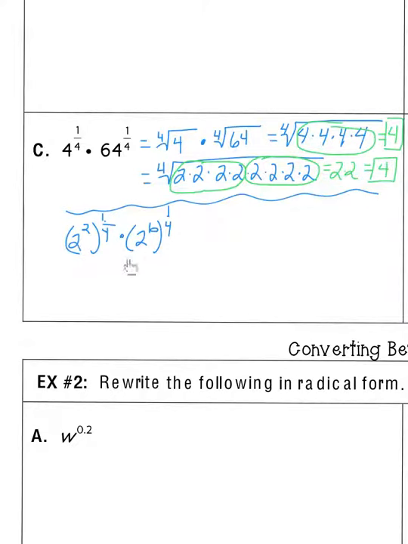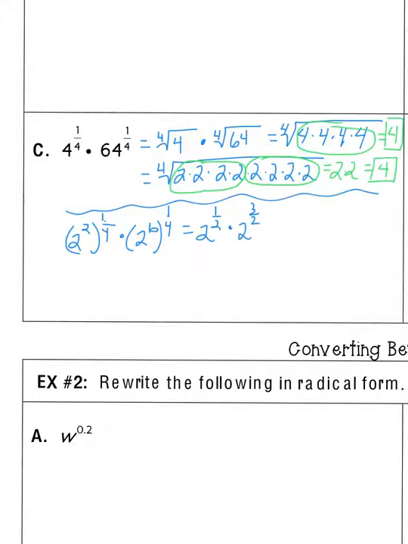So now I got a power to a power. I'm going to multiply the exponents. So if I multiply 2 times 1/4, I get 2 over 4, which is 1/2. So I get 2 to the 1/2 times, and then if I multiply 6 times 1/4, I get 6/4, and 6/4 reduces to 3/2.